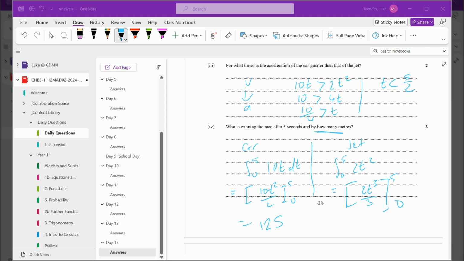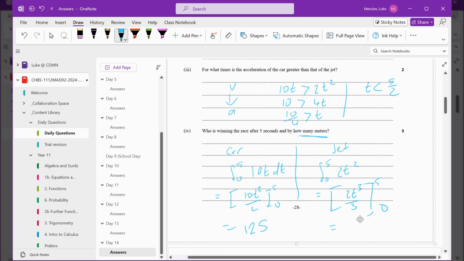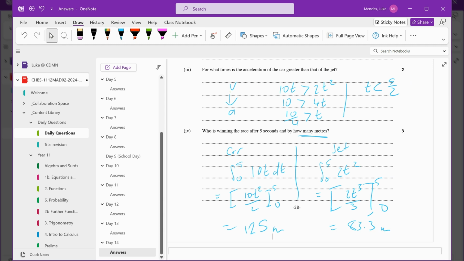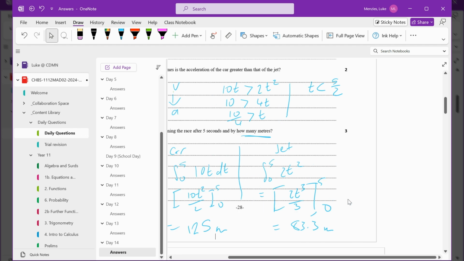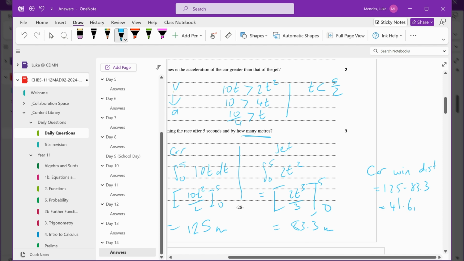If you do the jet, sub in the 5, I'm not going to worry about 0. I believe you get 83.3 meters. And what it's asking there is what's the difference between the two. Subtract, so car winning distance is equal to 125 minus 83.3, and the car should win by 41.66 meters.